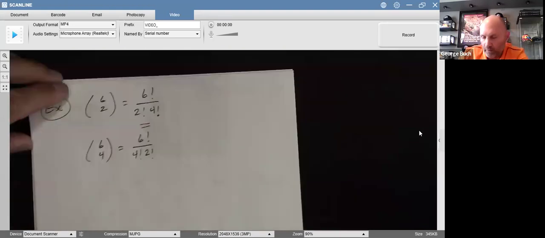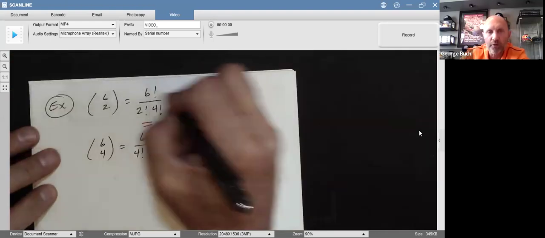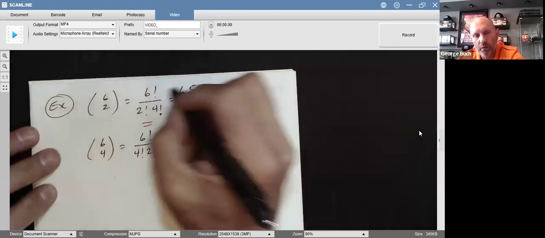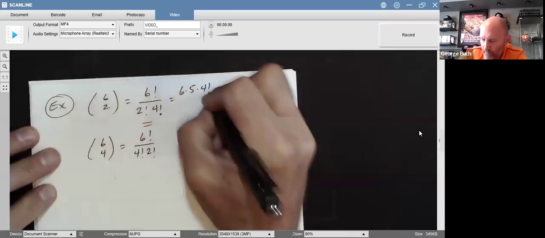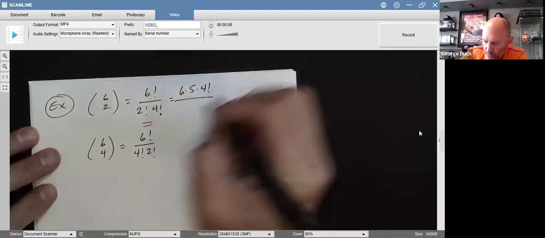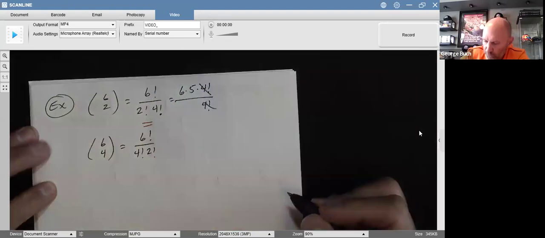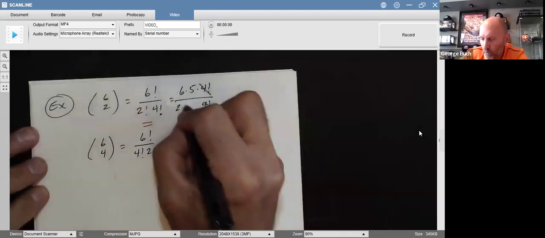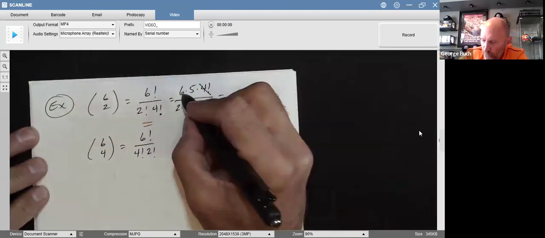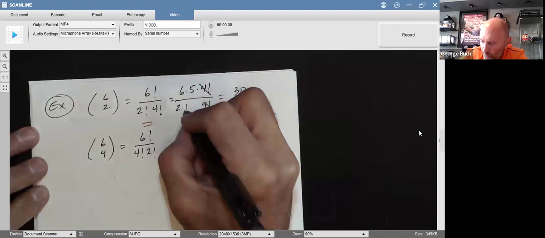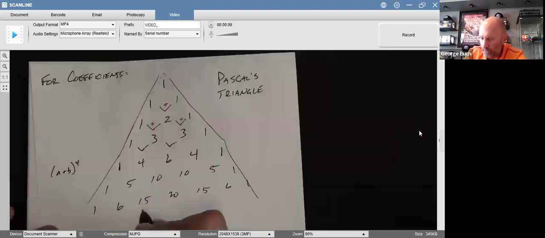So if I was to calculate this, this is what? This is 6 times 5 times 4, 3, 2, 1. Well, what is 4, 3, 2, 1? That is 4 factorial. And it's over this 4 factorial. So these guys cancel out. And then I have 2 factorial, which is 2 times 1. Therefore, 6 times 5 is 30. 2 times 1 is 2, so 15. So that is this value right here.